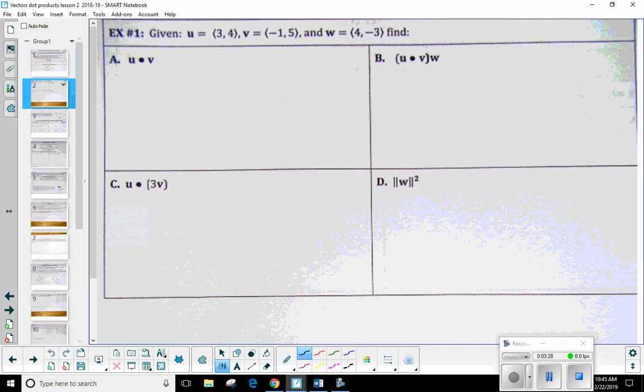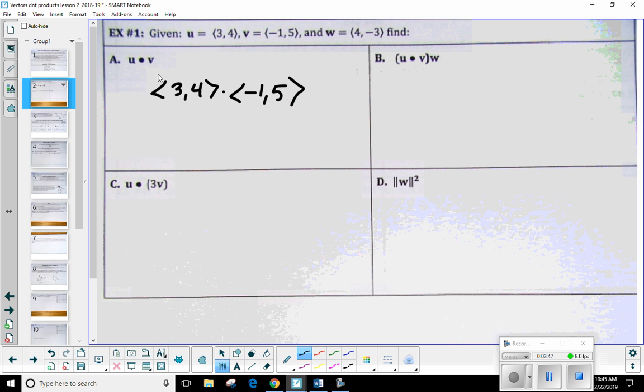Okay, well, let's get a few of these done. So I've got 3 vectors, u, v, and w. We've got the component forms here, a and b for each. So the first thing, u dot v. So I want to multiply u, 3, 4, times v, which is negative 1, 5.